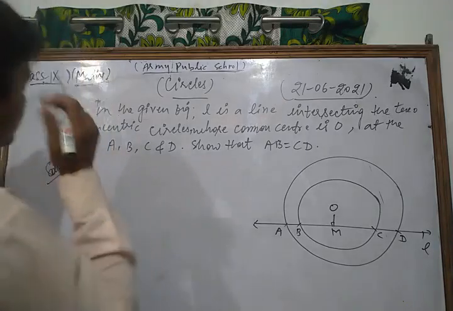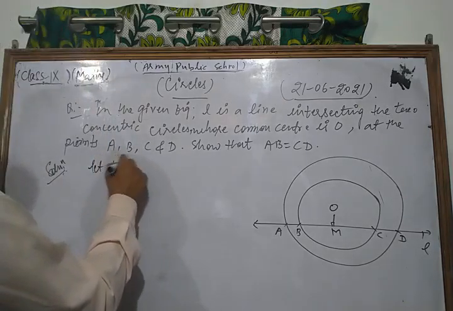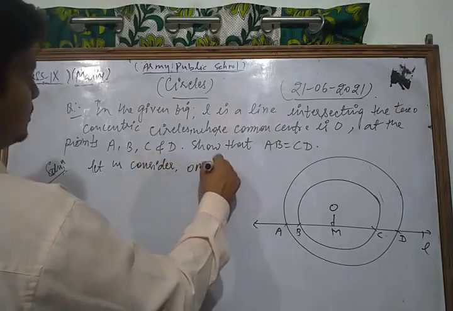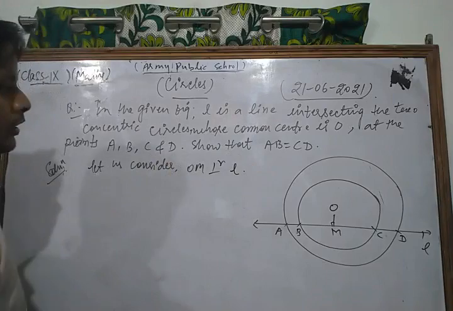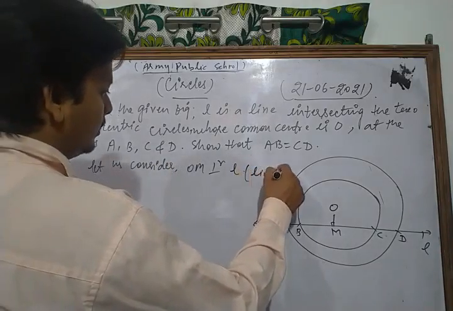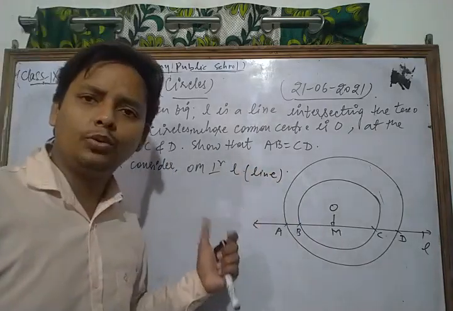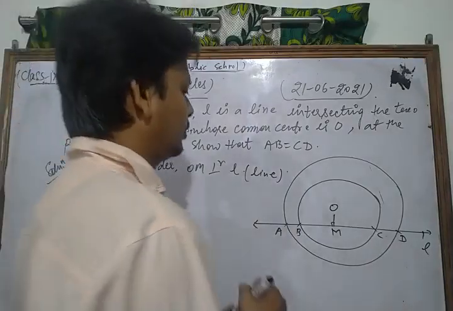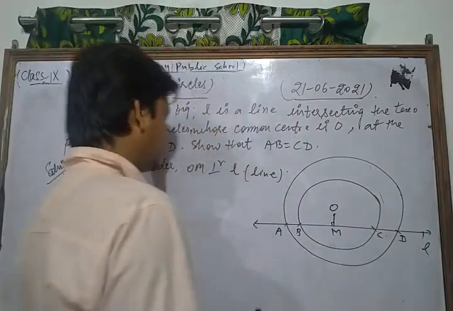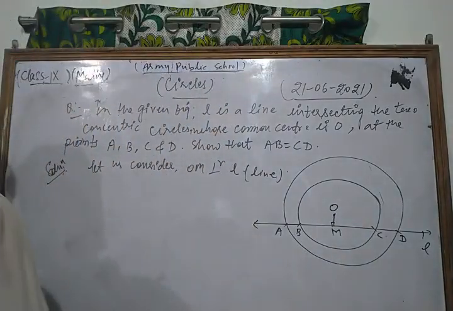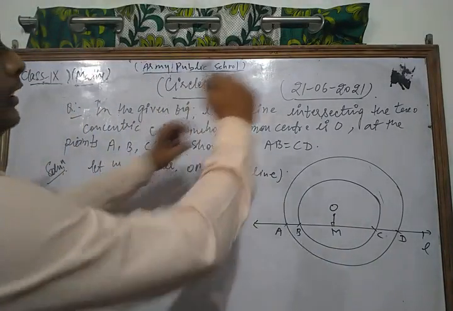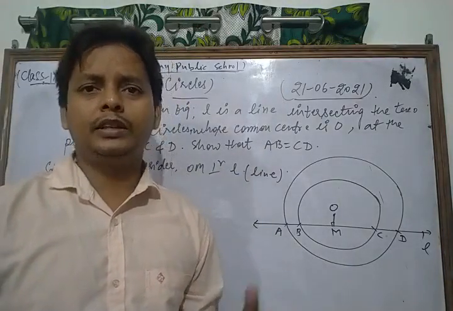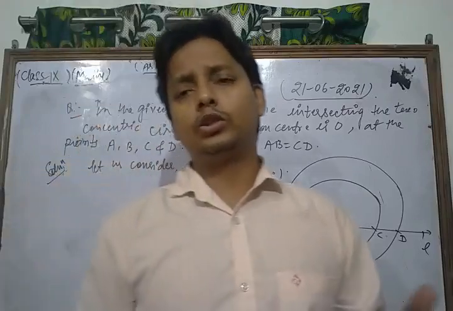Let us consider OM perpendicular to line L. Here OM is perpendicular to line L. Now look what I do for this question, dear students. In the previous class we discussed a very important theorem related to this topic: the perpendicular drawn from the center of the circle to the chord.